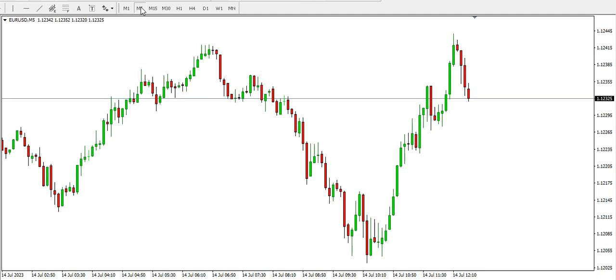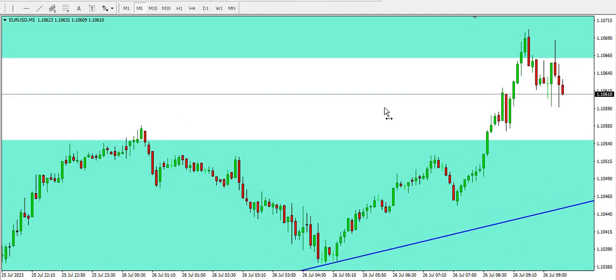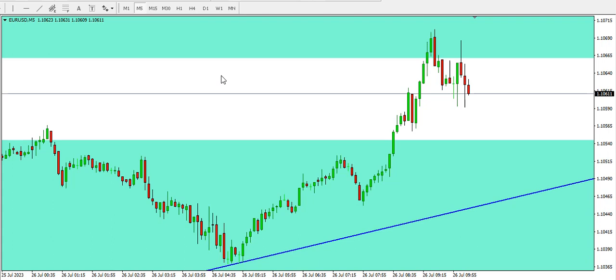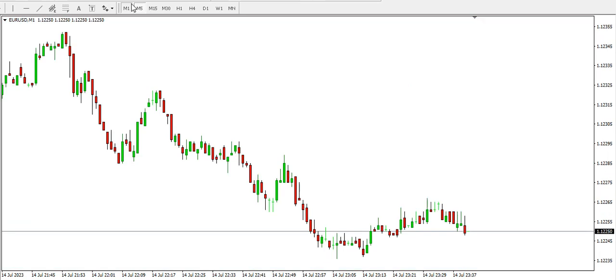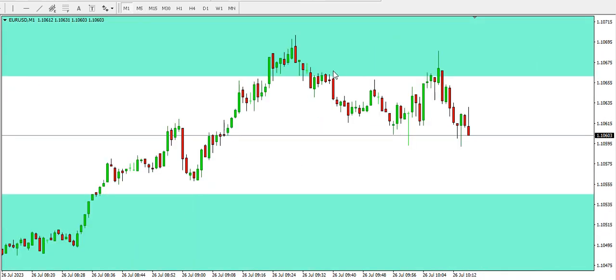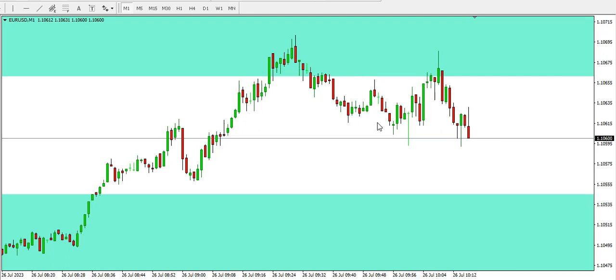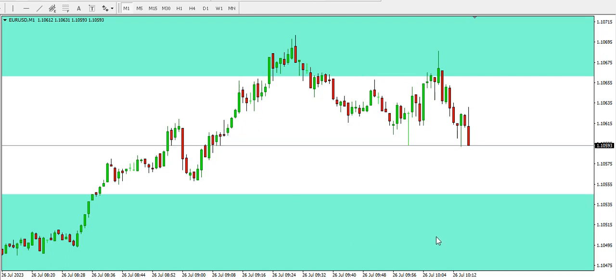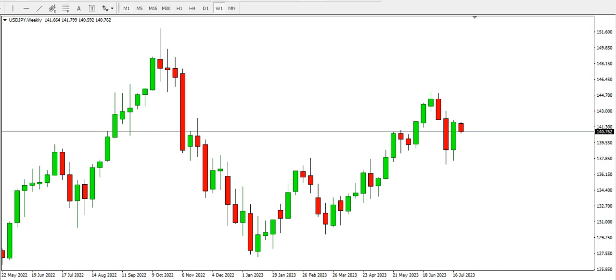On the 5 minutes time frame, it's trending up. We have a low, a high, higher low, higher high. Price is trending up on the 5 minutes time frame. On the 1 minute time frame, EURUSD price is currently ranging. Let's take a look at USDJPY. USDJPY on the weekly time frame.